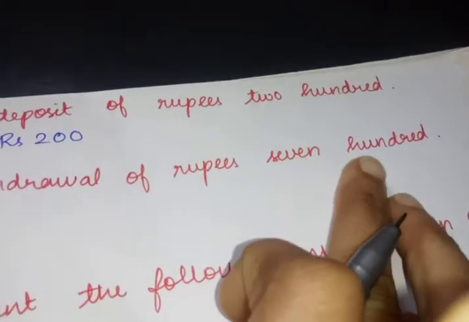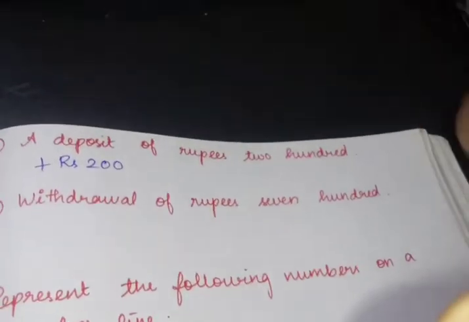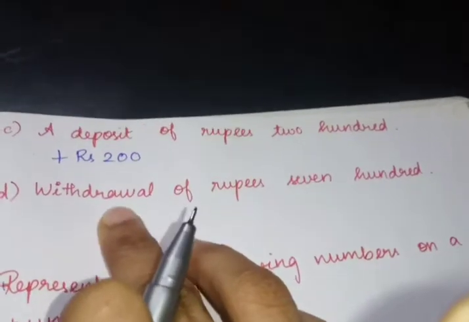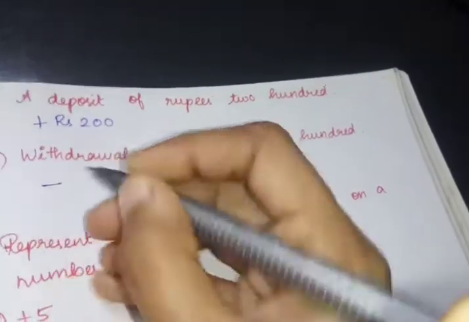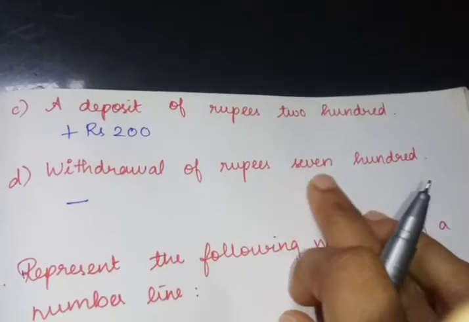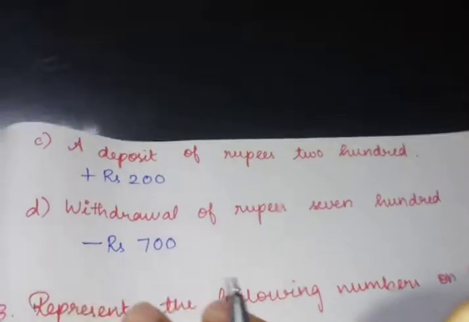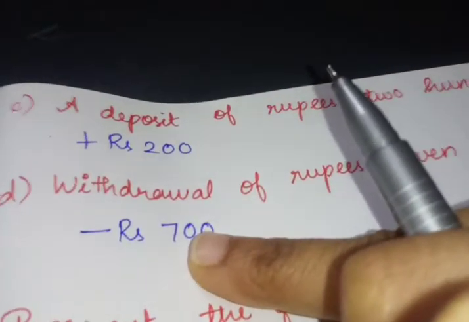Withdrawal of rupees 700. Withdrawal means what? We are taking it for our purposes. We are taking it out from the bank. So withdrawal is denoted by a negative integer: minus 700. Did you understand? Deposit means positive, withdrawal means minus.